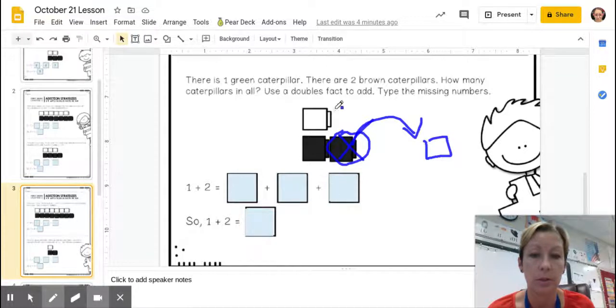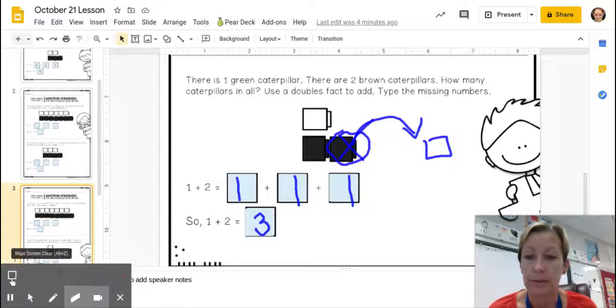So now look at the picture. We have 1 plus 1 plus 1 more. 1 plus 1 is 2. 1 more makes 3. So 1 plus 2 is 3.